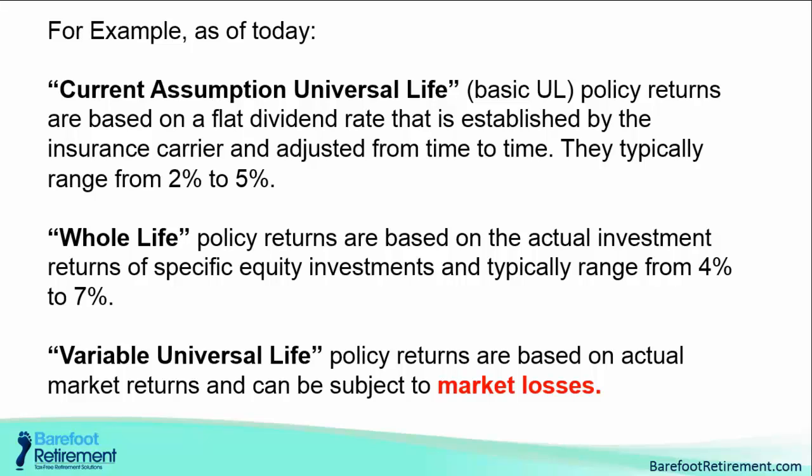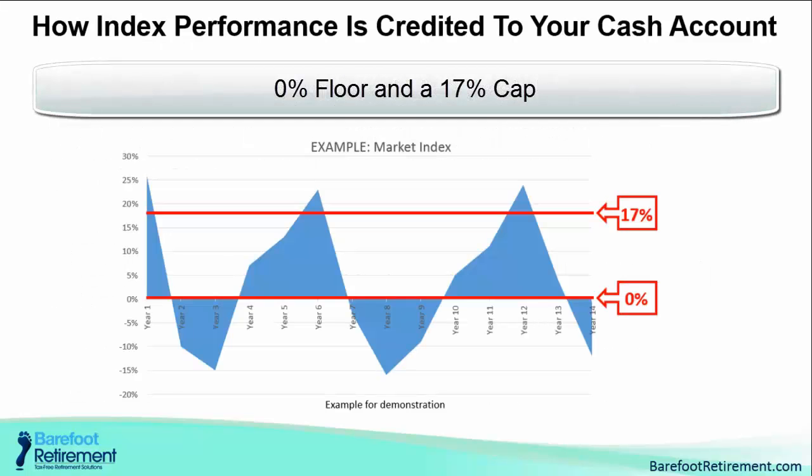With whole life, the policy returns are based on the actual investment returns of specific equity investments and typically range from 4 to 7%. The variable universal life policy returns are based on actual market returns, and they can be subject to market losses, which we're not about market losses with our program.